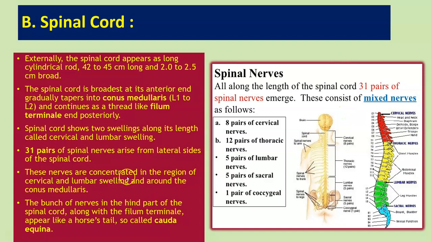Now these nerves are concentrated in the region of the cervical and lumbar swellings and around the conus medullaris. The bunch of nerves in the hind part of the spinal cord along with the filum terminale appears like a horse's tail. So it is also called the cauda equina here at the end.